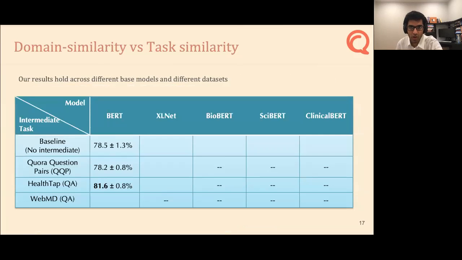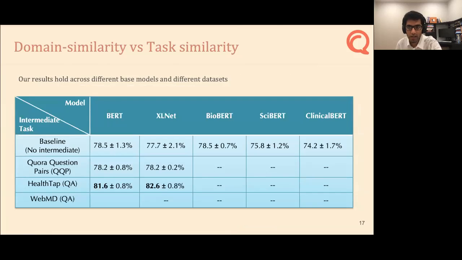These are the results we saw earlier using BERT. Next, as shown in the second column, we validate that the same trends hold when we change the base model from BERT to XLNet. That is, pre-training using QA boosts model performance more than QQP does. So the performance in the third row is higher than the one in the second row.